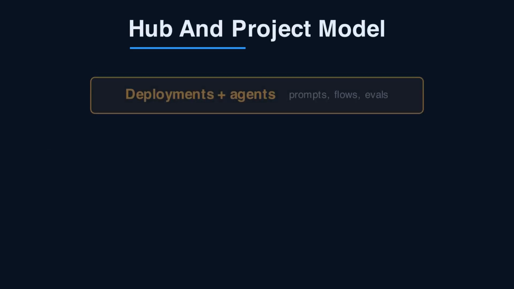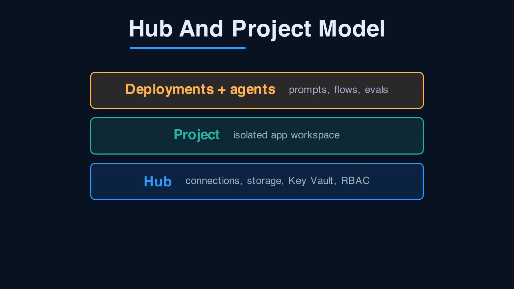The core mental model is two levels. A hub is the top-level Azure resource that holds shared infrastructure, connections to Azure OpenAI and other model providers, storage, key vault, and compute. Underneath a hub, you create projects, and each project is an isolated workspace for one application or team. Connections, role assignments, and content filters can be set at the hub and inherited or overridden per project. Think of the hub as the security and governance boundary, and the project as where your app's prompts, agents, deployments, and eval runs actually live.